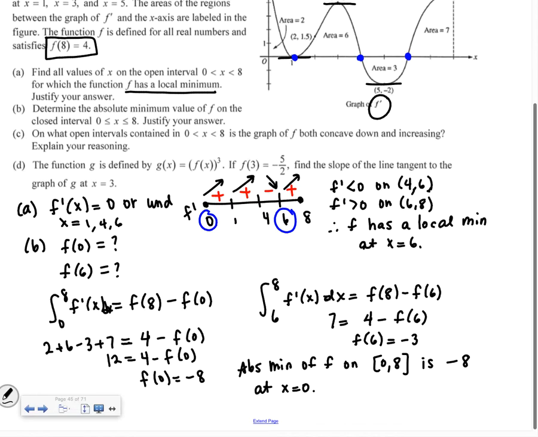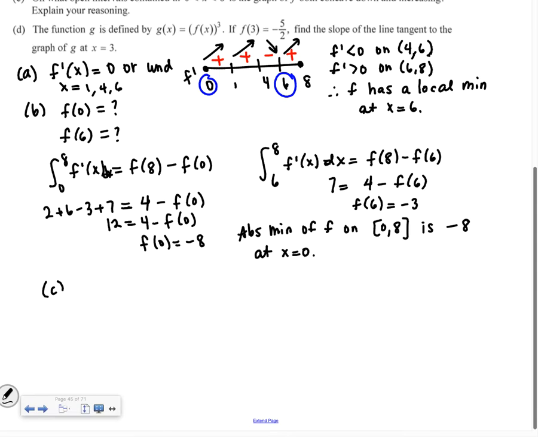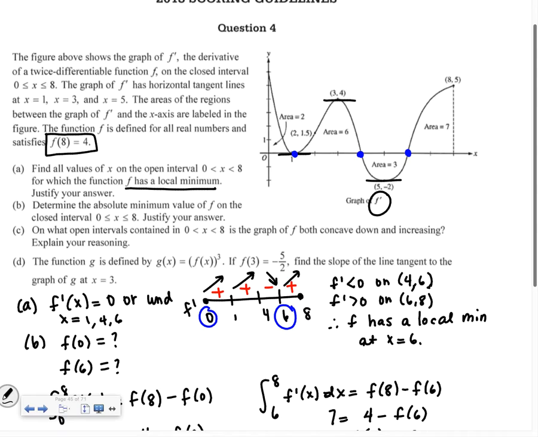All right, so part C, on what open intervals contained in 0 to 8 is the graph of f both concave down and increasing? So if we're going to be concave down, we need for f double prime to be less than 0. And if we're going to be increasing, we need f prime to be greater than 0, okay? So we need to figure this out. So looking at your graph, if I'm talking about f prime, remember f prime is positive here, here, and here. So from 0 to 1, 1 to 4, and 6 to 8.